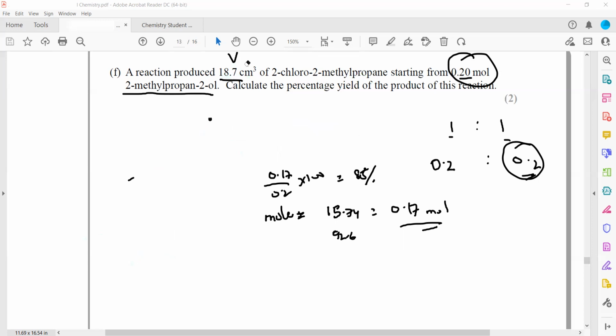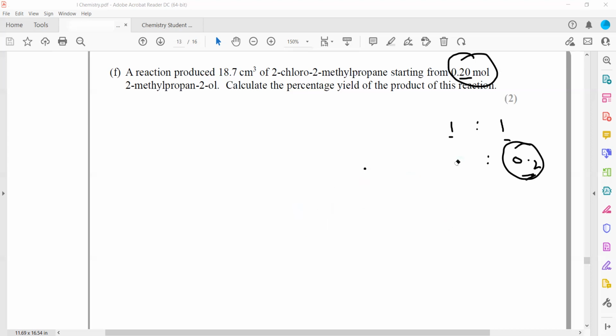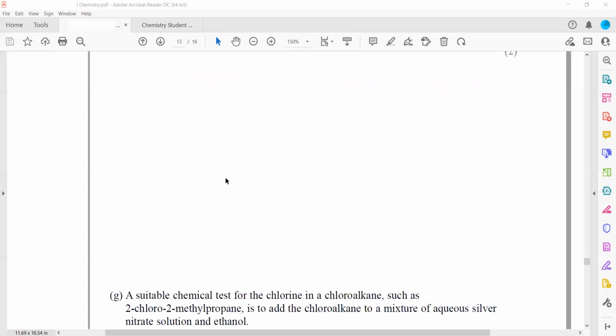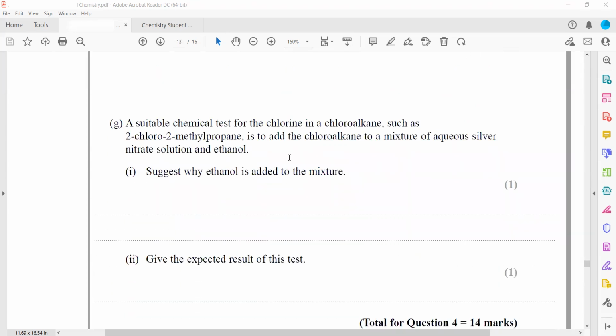So percentage yield is practical value divided by theoretical, times 100. If moles are given, you can use the moles. If volume is given, we can use the volume. Or if mass is given, we can also use the mass. Then a suitable chemical test for chlorine in chloroalkane. So how can we test for the presence of halide ions? We can add acidified silver nitrate. As a result, it will give a white precipitate if chloride is there, a cream precipitate if bromide, and a yellow precipitate if iodide is there.